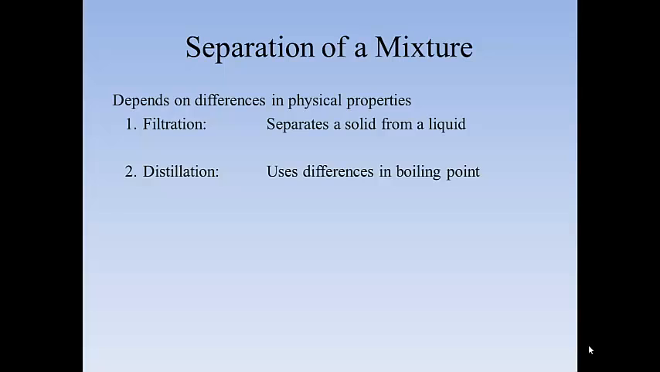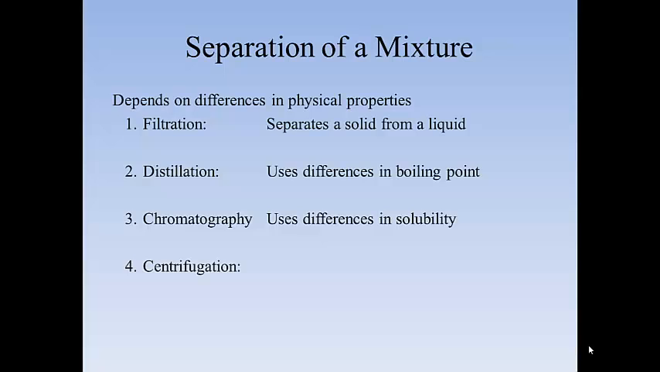Distillation uses differences in boiling point to separate materials. This is classically used to separate liquids by utilizing differences in the boiling point, but you can consider evaporation a method of distillation, which is one way of, say, making sea salt, where you take seawater, allow the water to evaporate, and what's left is what's called sea salt. Chromatography uses differences in solubility, the ability to be dissolved in a liquid, to allow for separation of the components, and you'll be doing a lab on this later.